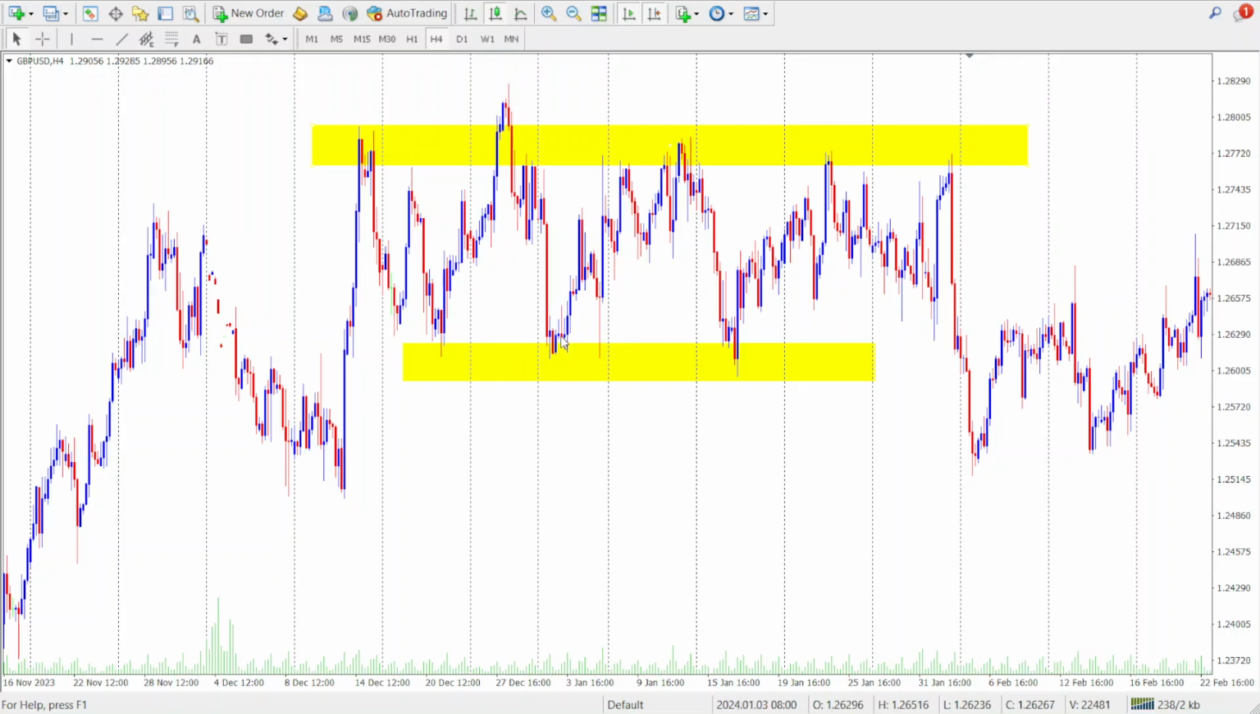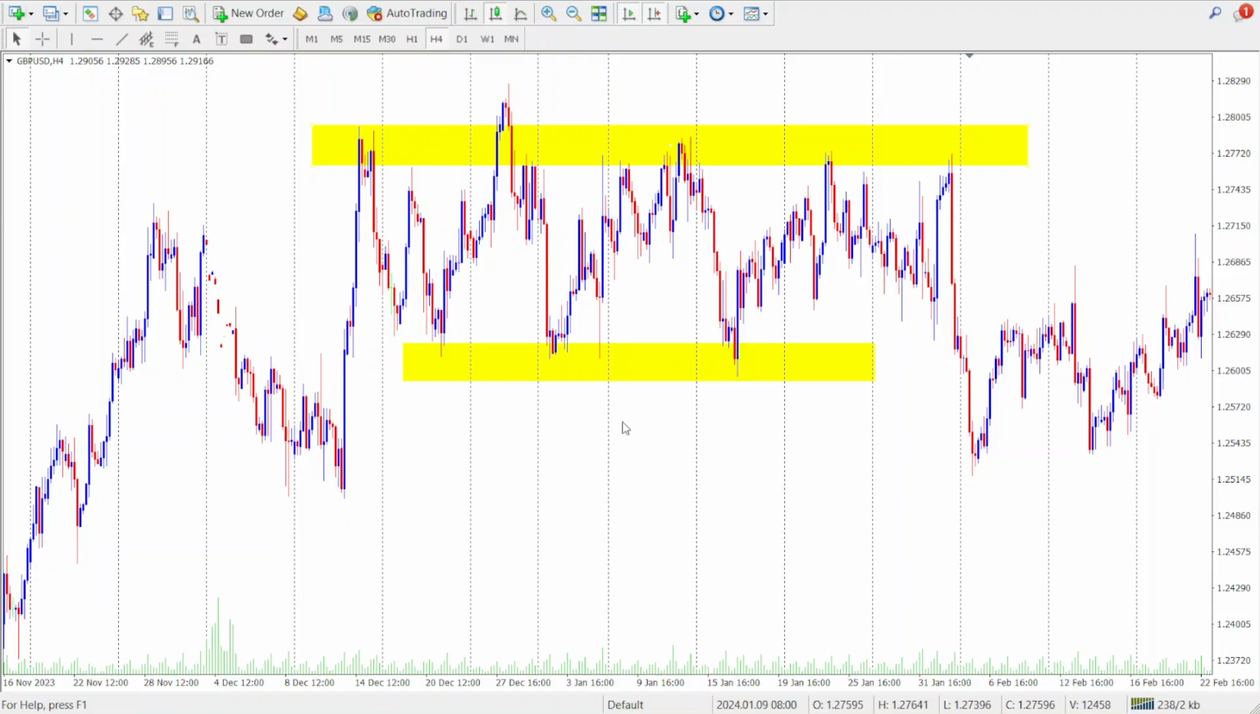Think of these zones like magnets. Price tends to return to them, and when it does, it often reacts strongly. Now let us get into how to quickly identify these zones on any time frame.